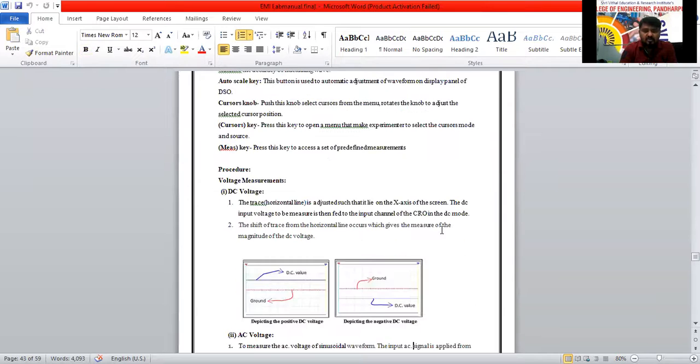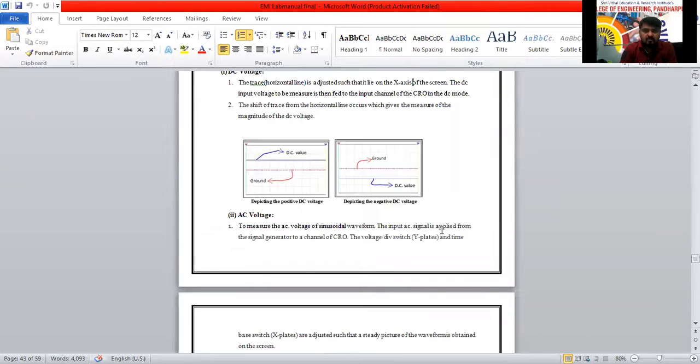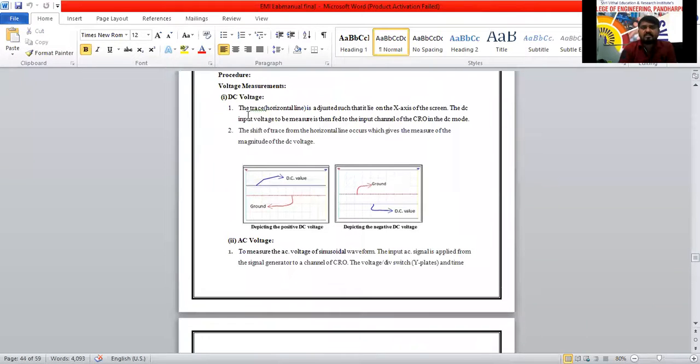I will go directly to the procedure. The first one is voltage measurement, DC voltage measurement. To trace, the horizontal is adjusted to lie on the x-axis. All of you know very well that DC is nothing but direct current. Suppose in the graph I have taken this as 0, then the value will be a straight line. The straight line we are going to consider is called DC.